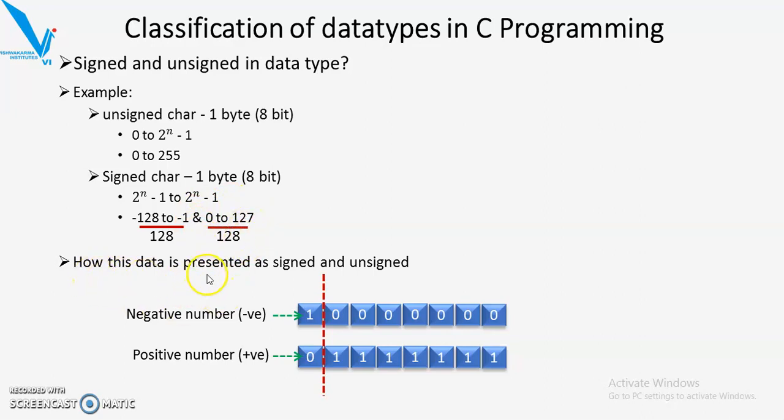Now, how is this data represented as signed and unsigned? If we consider these 8 bits, if the MSB value is 1, it is treated as a negative number, and if this value is 0, it is treated as a positive number. So based on this 1 or 0 in the MSB, the machine will consider whether it is a negative value or a positive value.